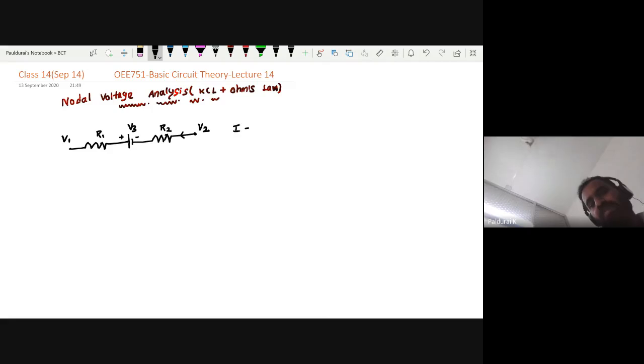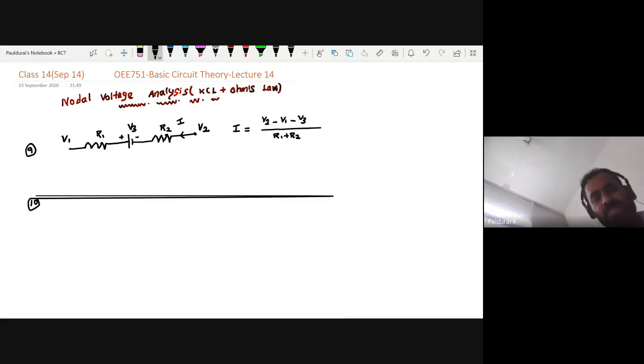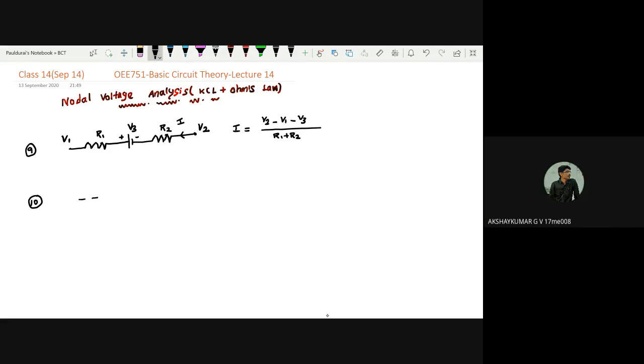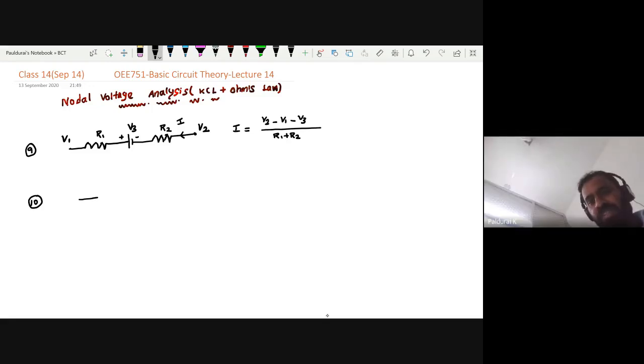Now, what is the formula for I? Anyone? V1 minus V2 minus V3 by R. I is flowing from this time right to left. See the direction of I. V2 minus V1 minus V3 divided by R1 plus R2, isn't it? So take case number 9 just for your reference. And suppose take one more case number 10. Sir, it should be plus V3, right? Yeah, plus V3, thank you.